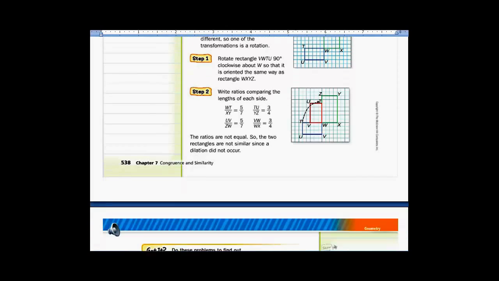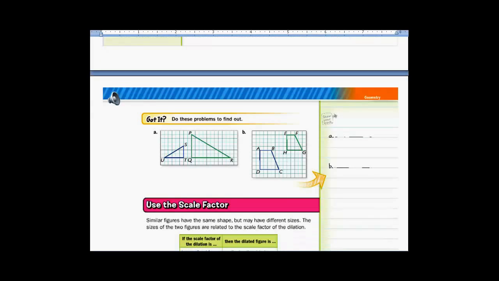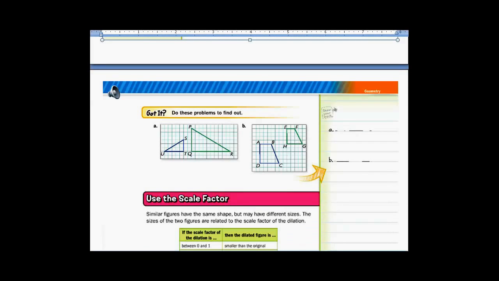Okay, next page. Let's have you try some. So I want you to pause it and try A and B for me, please.